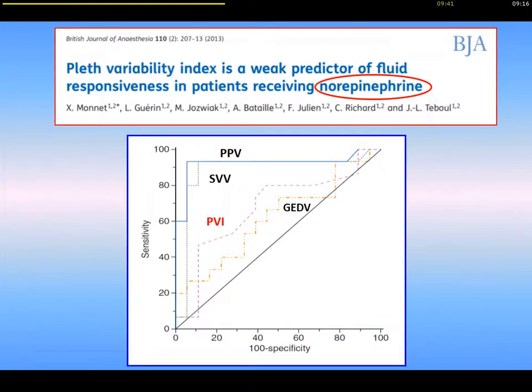It's not perfect because in some patients receiving vasopressors, for example norepinephrine, it is not as good. This is a study we did with Xavier Monnet in our unit, and we found that PVI, the pleth variability index, which is one of these indices using the pulse oximeter, was not as good as PPV and SVV to predict fluid responsiveness. So probably in patients receiving vasopressors, we have to be very careful about the use of these indices.